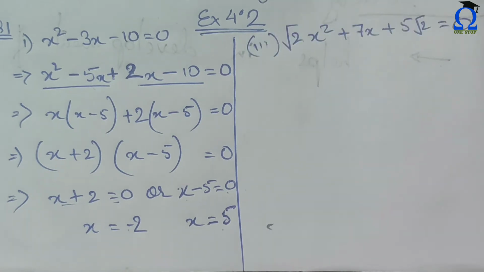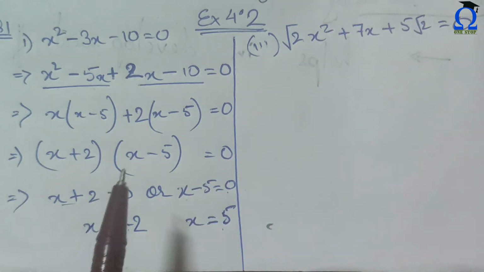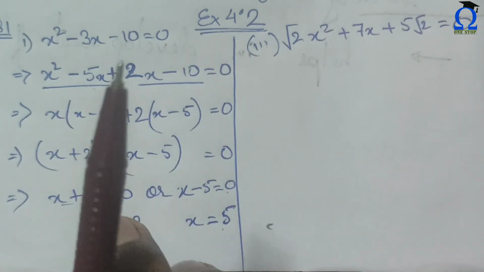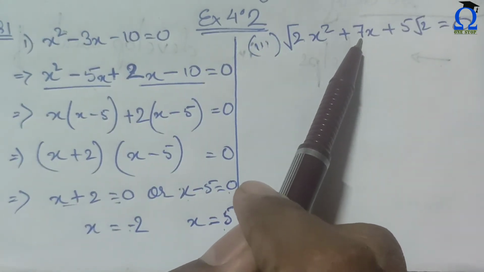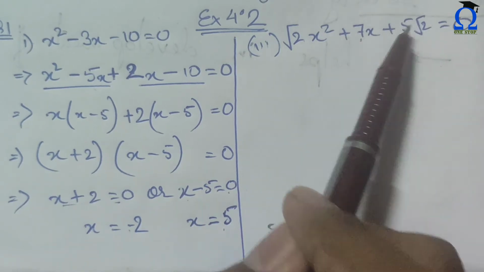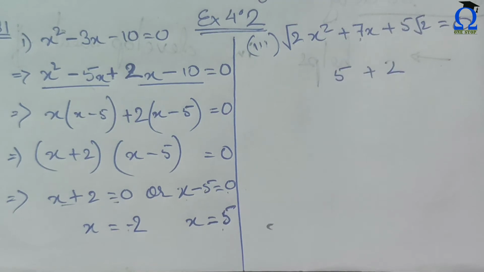The second part is also somewhat the same as the first part, so I'm directly jumping to the third part. See, we are getting roots here. Now we will have to find two numbers such that the sum or the difference should be 7 and the product should be 5 root 2 into root 2, that will be 10. Obviously 5 plus 2 will be 7 and 5 twos are 10. So these two numbers satisfy both the conditions, and we will do the rest exactly the same.